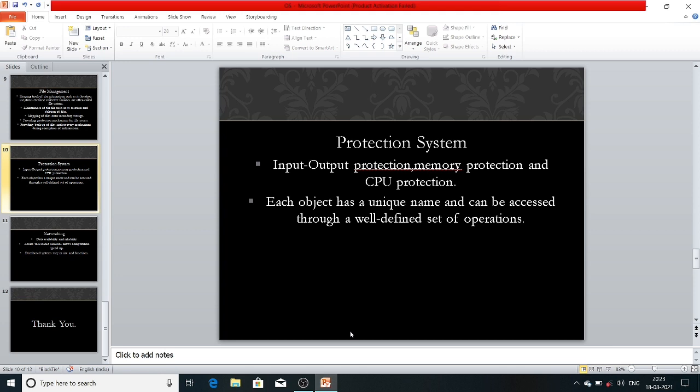These functions, input output protection, memory protection and CPU protection, are very useful. Each object has a unique name and can be accessed through a well-defined set of operations.